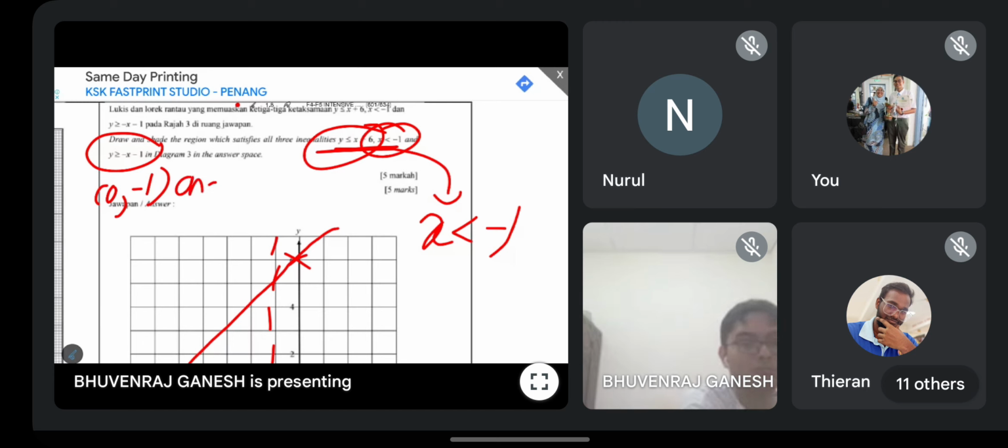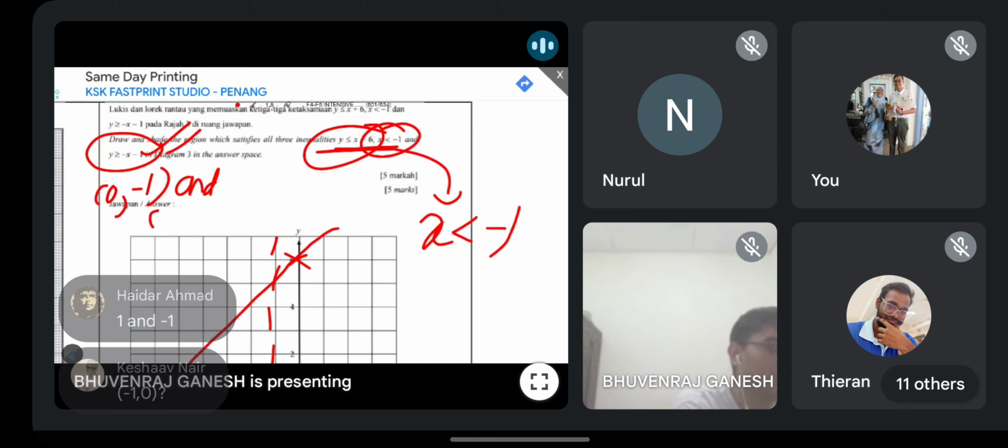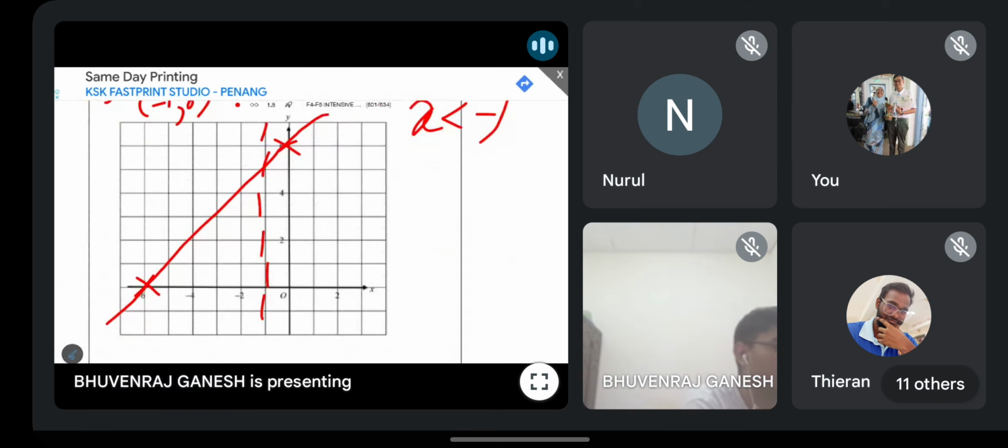And then one more point, please. For this one more point. Anyone? Satu lagi titik. Yeah, negative 1, 0. Correct. Okay, so now you can plot. Okay, so 0, negative 1, negative 1, 0. If you don't know how to find the point, please tell me, guys. Don't just silent over there.